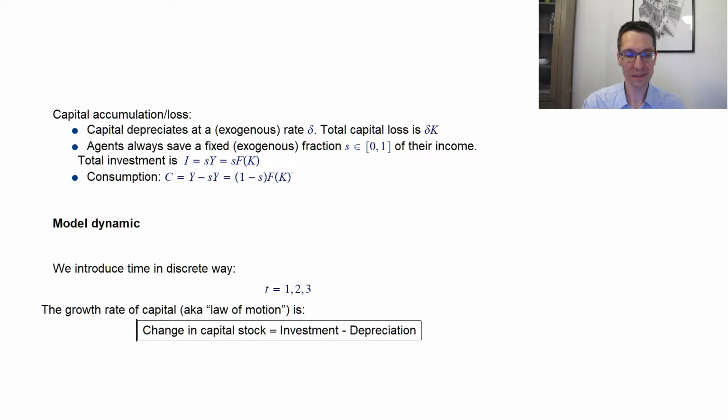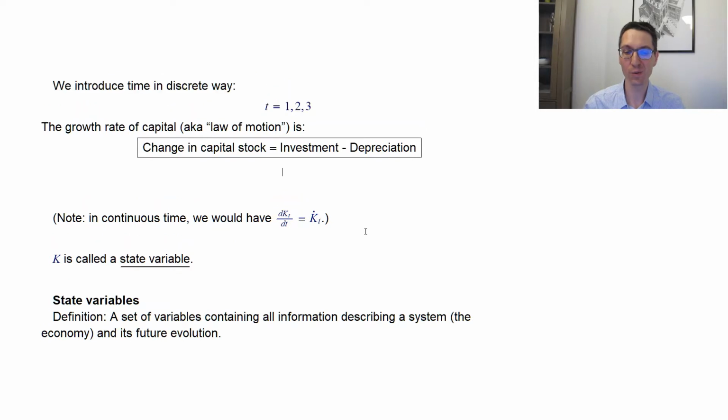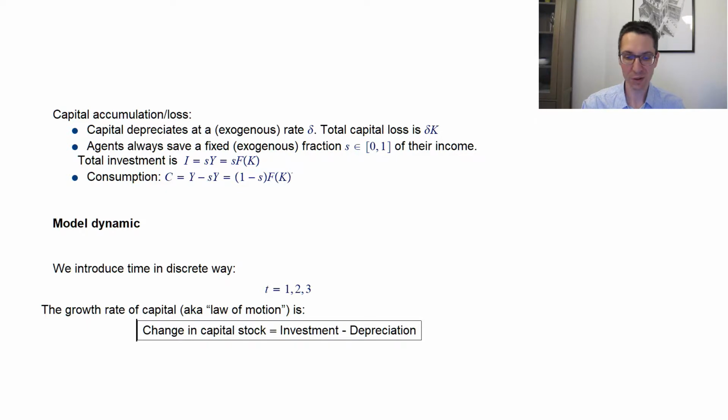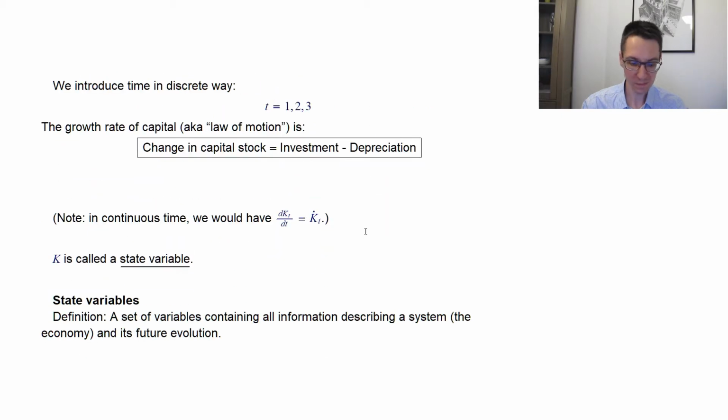And finally, we can talk about the growth rate of capital. This we call the law of motion. It's the rate at which capital will change. And what is it? Well, we already know that there are two ways to change capital: investment, and losing capital through depreciation. So how do we write this? It's very simple. Again, we're going to express capital in a discrete way. So the change in capital from one period to the next can be expressed as k_{t+1} minus k_t.